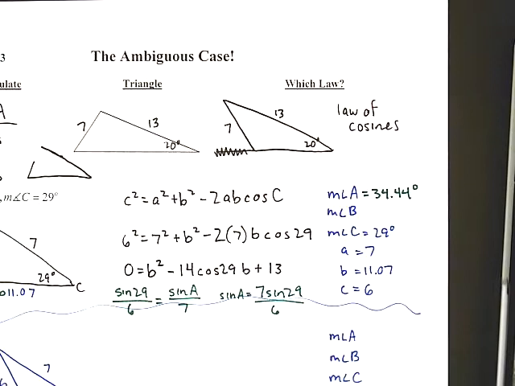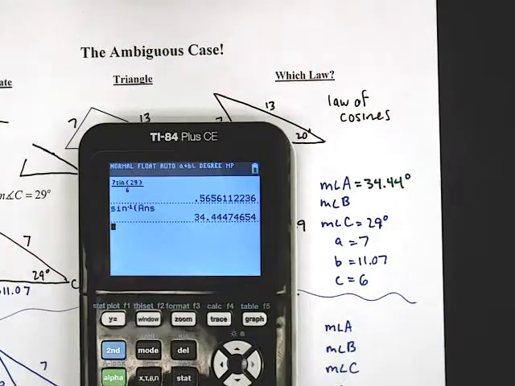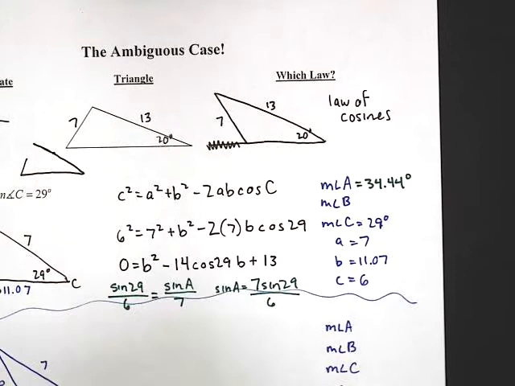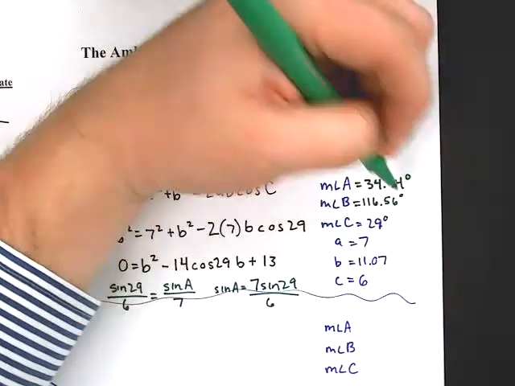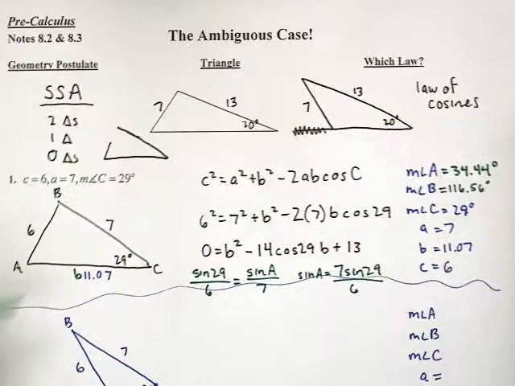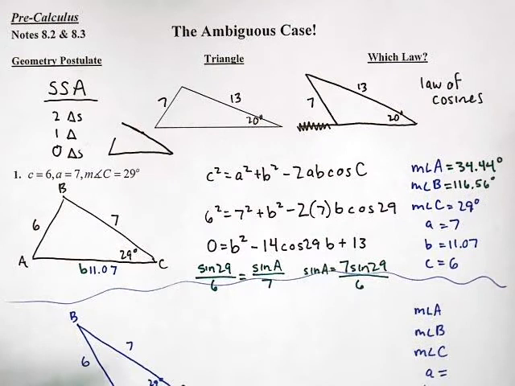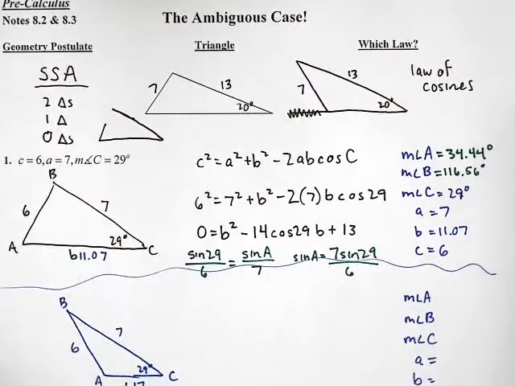Now we know angle B, we don't have to do any tough work for that. All we do is 180 minus our 2 angles. So 116.56. Again, the step here is you need to start by using the law of cosines to get the 2 options, and then you can go to law of sines to get your angles.